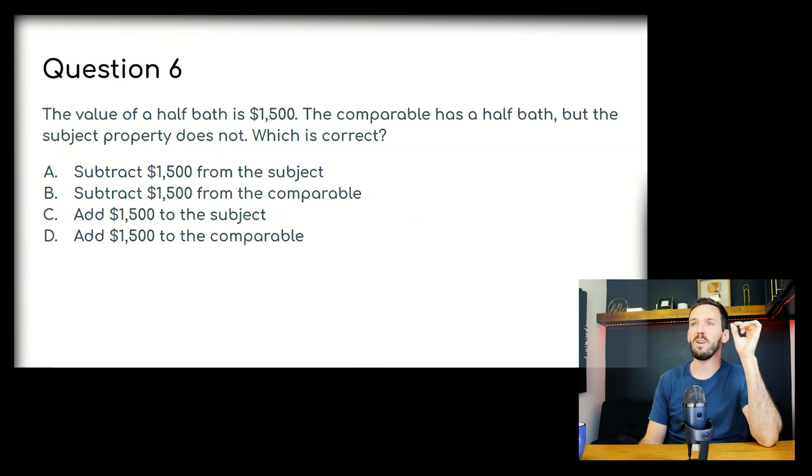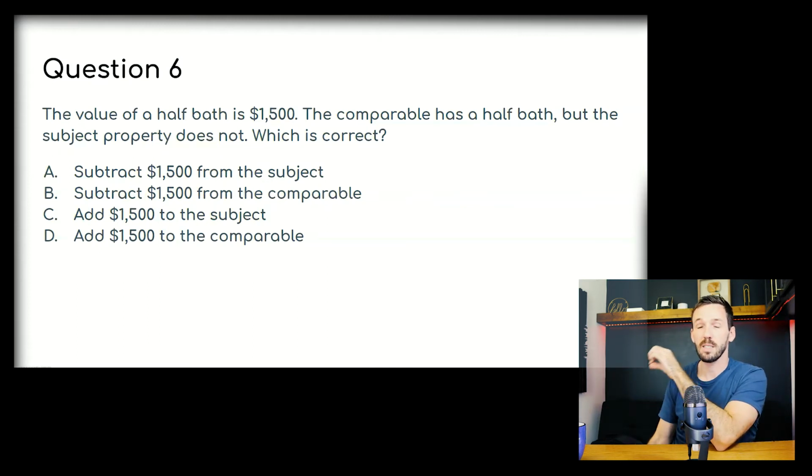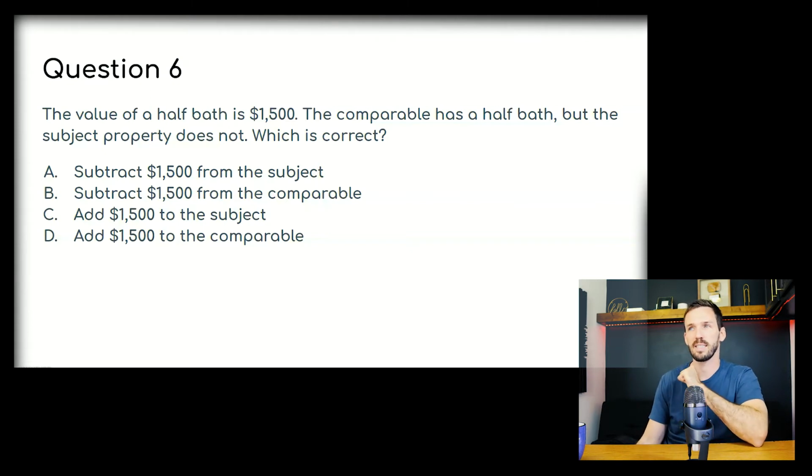Question 6. The value of a half bath is $1,500. The comparable has a half bath, but the subject property, the property you're looking at, does not. So which is correct? Subtract $1,500 from your subject property, subtract $1,500 from the comparable, add $1,500 to the subject, or add $1,500 to the comparable. So the comparable is better than the subject property, right? In this case, the comp has a half bath, the subject does not. Therefore, subtract the $1,500 value of that bath from the comp. So B is the answer here.